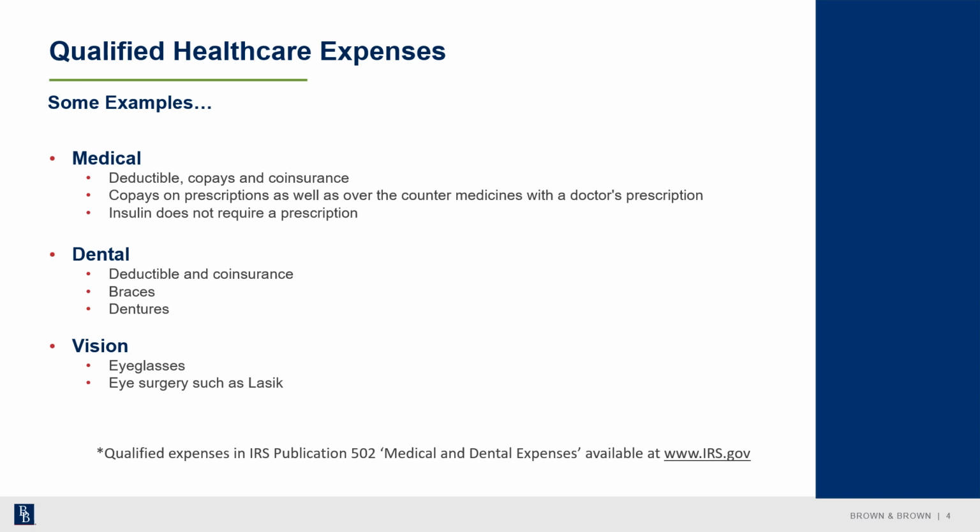For dental, it can be your deductible and coinsurance. It can be for braces, even though that's not something that's covered by the dental plan. It could be the extra cost for a set of dentures. Vision, maybe another set of eyeglasses or eye surgery such as LASIK. So the IRS has provided Publication 502, Medical and Dental Expenses, that's available on the IRS website that provides much more detail on what are qualified expenses for healthcare FSAs.